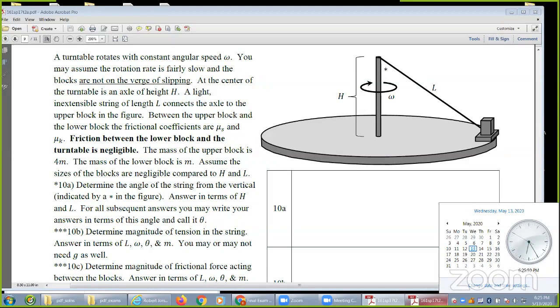So if you're making progress, just keep working on it. Try and get those force equations written out. I'll give you another 30 seconds just in case. It's kind of a tricky FBD and force equation, so.